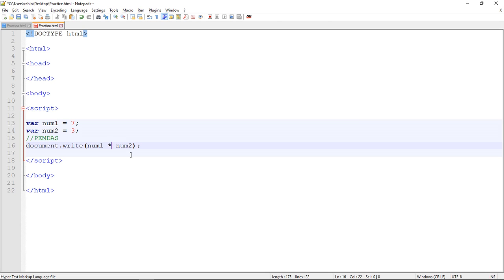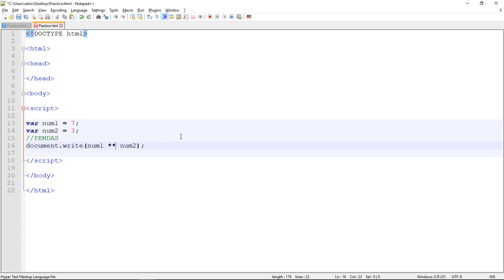Now, of course, I can have multiplication. We are used to using the x as a symbol for multiplication, but in computers, and even in Excel, for example, we use the asterisk as a multiplication operator. So 7 multiplied by 3 is 21. And I can use a second asterisk to create a power or an exponentiation. So this is going to be 7 to the power of 3. 7 multiplied by 7, again multiplied by 7, is 343.